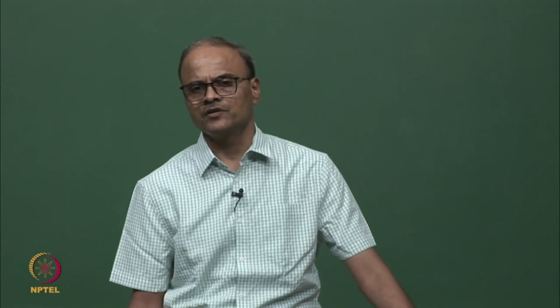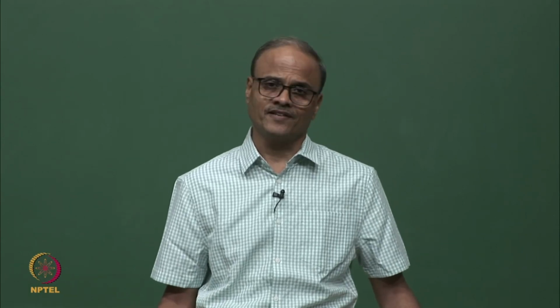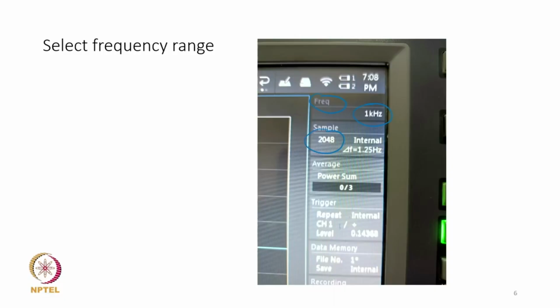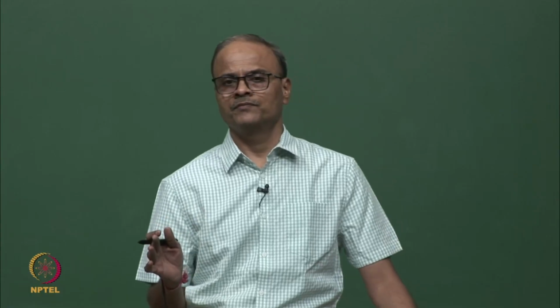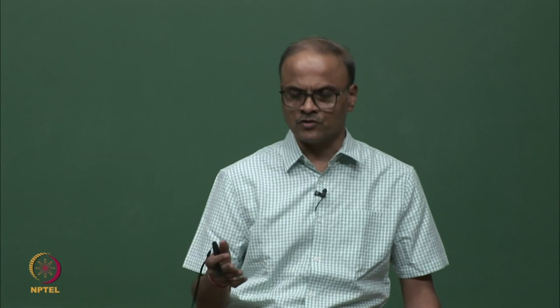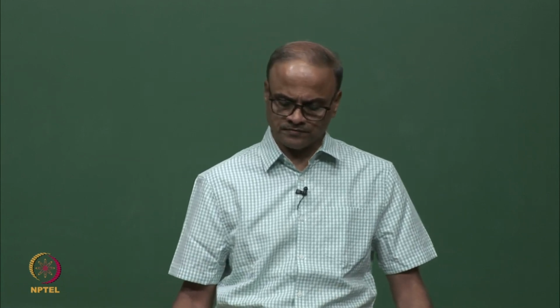Based on these selections, the record length turns out to be 0.8 second, okay, and the frequency resolution is 1.25 hertz, as also indicated here. In fact, there are 800 lines in the discrete spectrum. So, whatever spectrum we calculate based on these settings, there would be 800 frequency lines, okay.